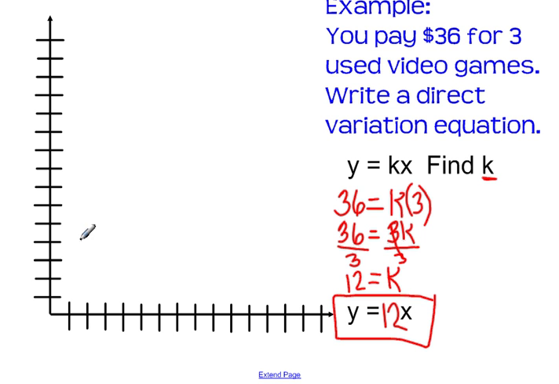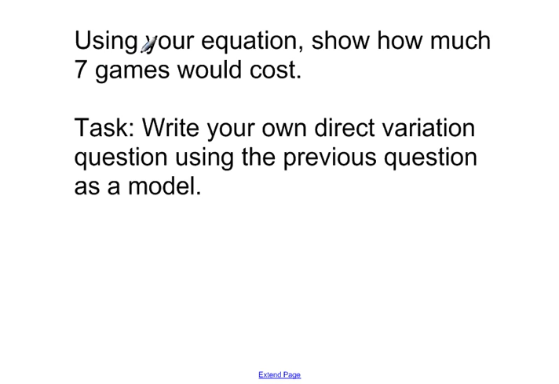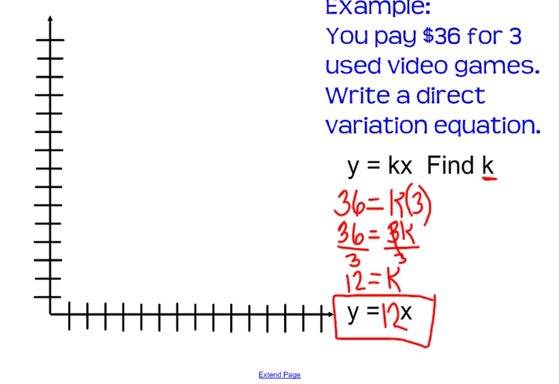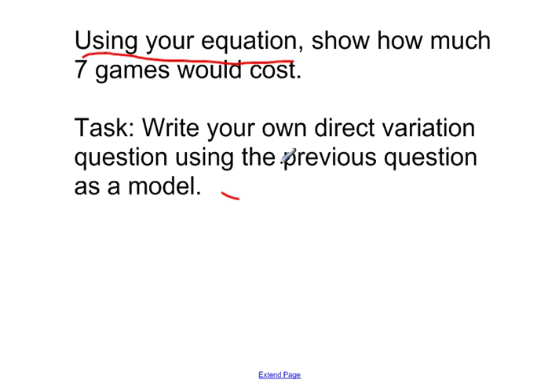I'd like you to sketch a graph of this on your own tonight, prove that it makes a straight line. And then using your equation, so not just writing the answer, but using your equation, I want you to show how much 7 games would cost. And then your final task for this evening, write your own direct variation question using the previous question as a model. So come up with a scenario similar to this, where you're going to ask the person next to you. Tomorrow, you'll trade papers, and ask them to solve your direct variation equation.